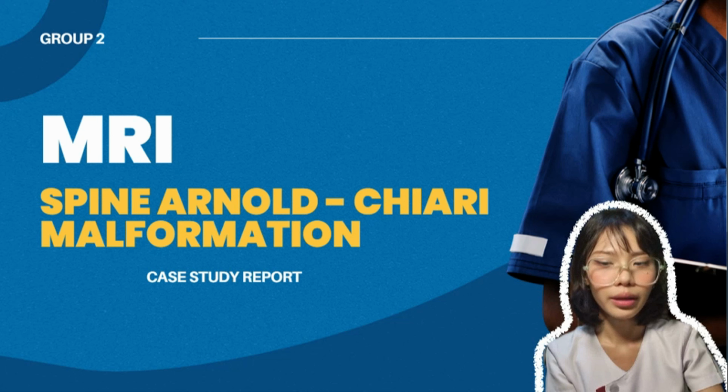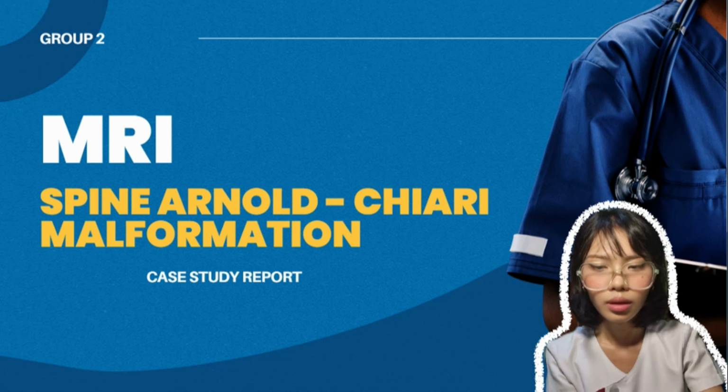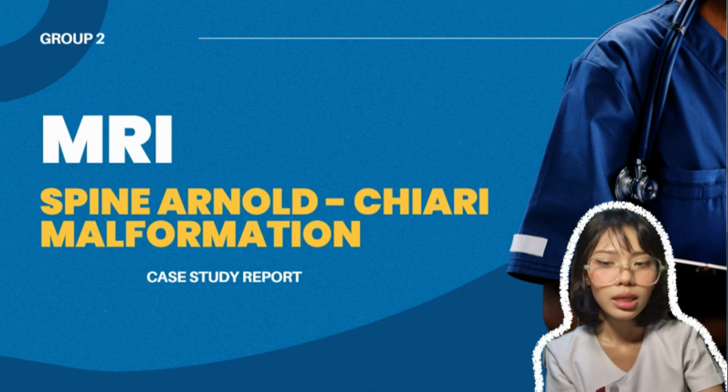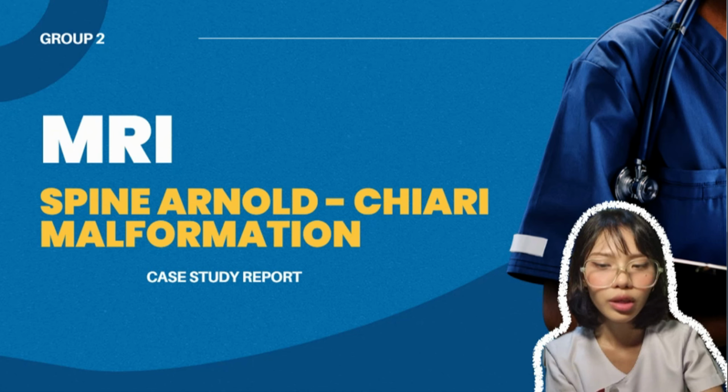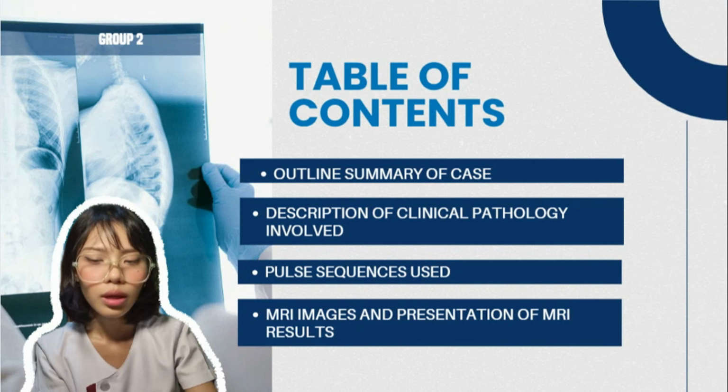imaging of the spine. This report details the MRI findings, characterizing the malformation's specifics, and exploring diagnostic and treatment implications. We will analyze the imaging data to determine the malformation's extent, identify associated anomalies, and assess its impact on neurological function. This report is structured as follows.